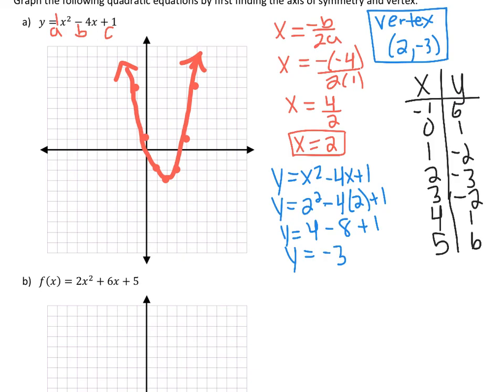And let's just make sure we have everything we need. It says to graph the quadratic functions by first finding the axis of symmetry and vertex. So we graphed it, we have the axis of symmetry, and we have the vertex, which means we are done. Try letter B on your own.